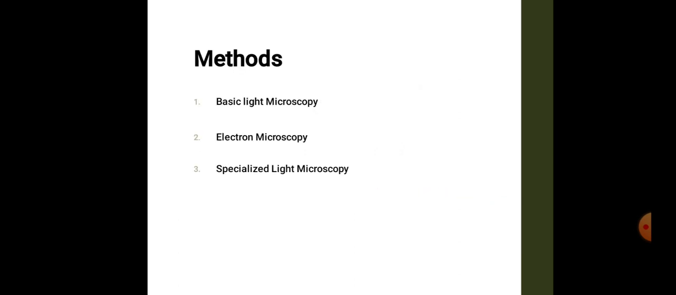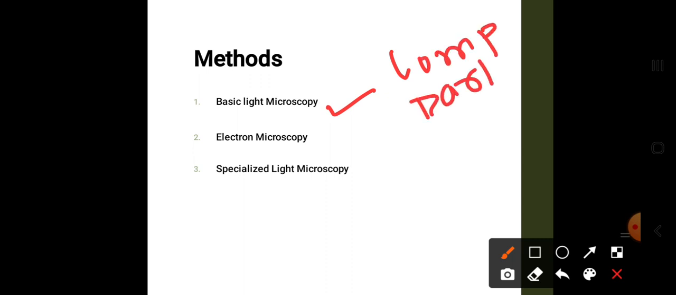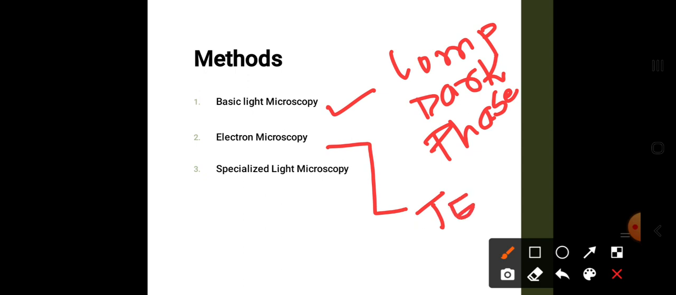There are different methods for studying the microscopic method. The first one is bright field or basic light microscopy. Basic light microscopy involves the compound microscope, dark field microscope, as well as phase contrast microscope. These three microscopes are involved in basic light microscopy. Another one is electron microscopy, which involves the transmission electron microscope, scanning electron microscope and many other microscopes.